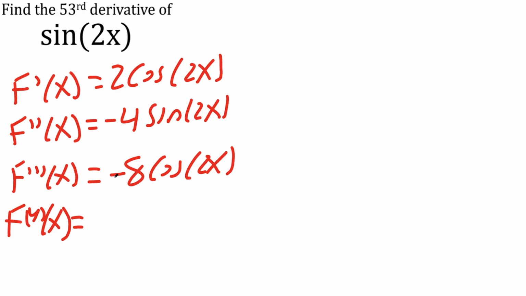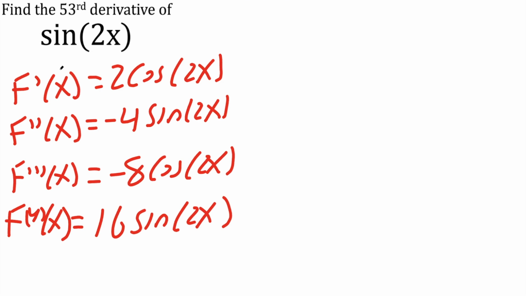That's going to cancel with this negative, and the derivative of 2x is 2. So we get negative 8 times negative 2, which is a positive 16 sine 2x. And if you notice, we started out with a positive sine, then we got positive cosine, then negative sine, then negative cosine, and now we're back to positive sine.